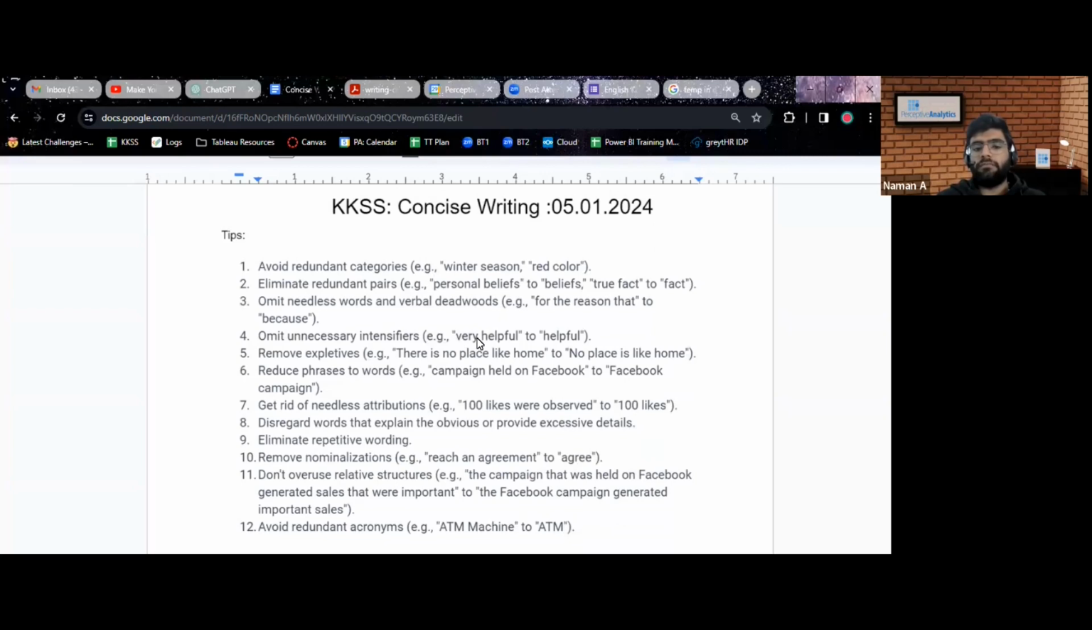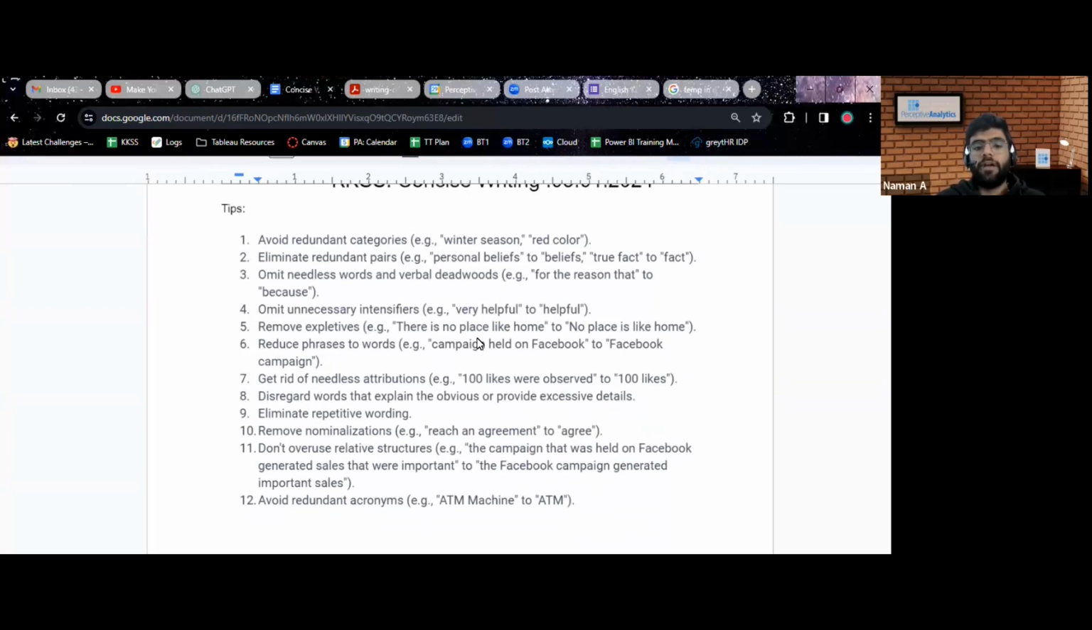So we can remove the intensifiers before those words. Then the fifth tip was to remove expletives. There is no place like home, we can just say no place is like home. Or it is important to read newspapers, so newspaper reading is important. We can just remove words like it and there from these sentences.